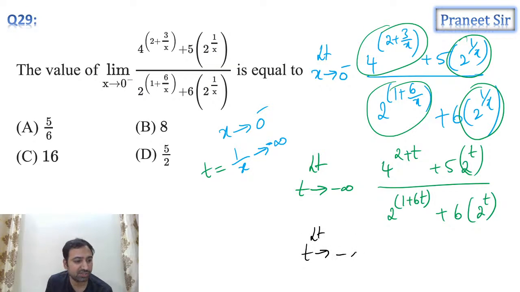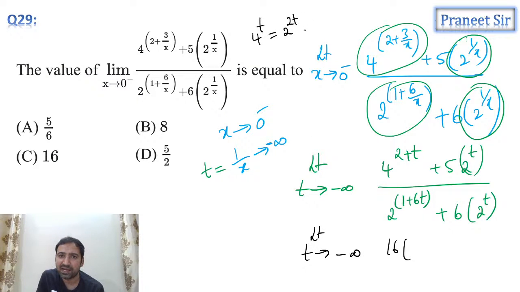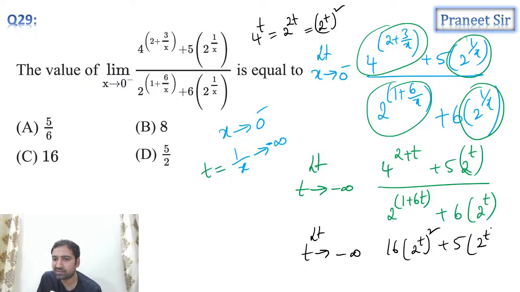getting is t is tending to minus infinite. And 4 square into 4 power t, can I write it as 4 square is 16 and 4 power t? So guys, can I write 4 power t as 2 power 2t? And can I write it as 2 power t whole square? Can I write it like this? Yes, I can write it as 2 power t whole square plus 5 into 2 power t by.